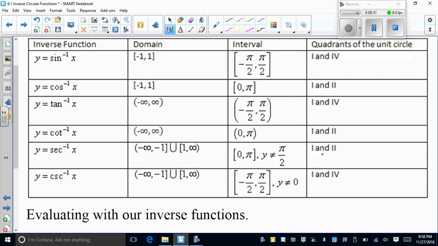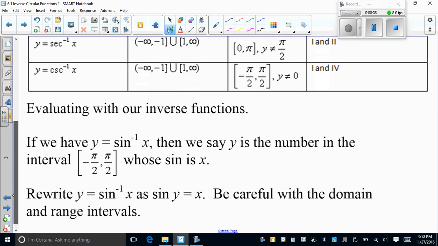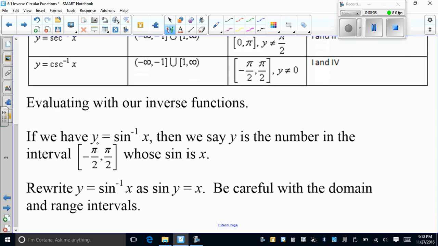So evaluating with your inverse functions, if you have y equals arc sine of x, then we say y is the number in the interval whose sine is x. You can rewrite y equals arc sine of x as sine of y equals x. Be careful with the domain and range values. I've always told you guys that when you see this arc sine of x, you ask what angle has a sine value of, what angle has a cosine value of, and then you look at the interval in which they're asking you to find it.